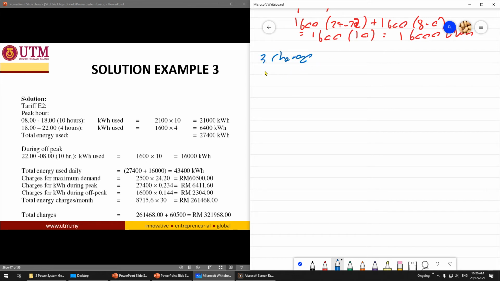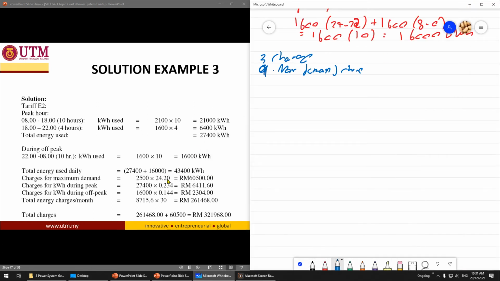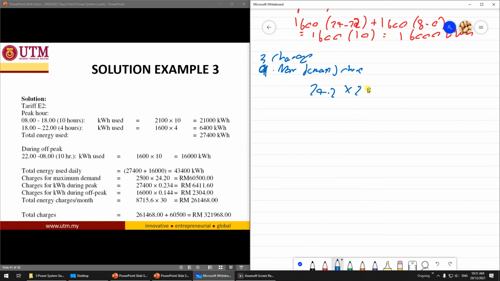The first charge is A, which is the maximum demand charge. According to the tariff here, it is 31.7. I think this is the old tariff, it's okay. So you can look at the new tariff. It is 24.2 cents, and then multiply by the maximum demand, which is 2500. So multiply by 2500, and you get 6500.00. Okay, so this is the maximum demand charge.